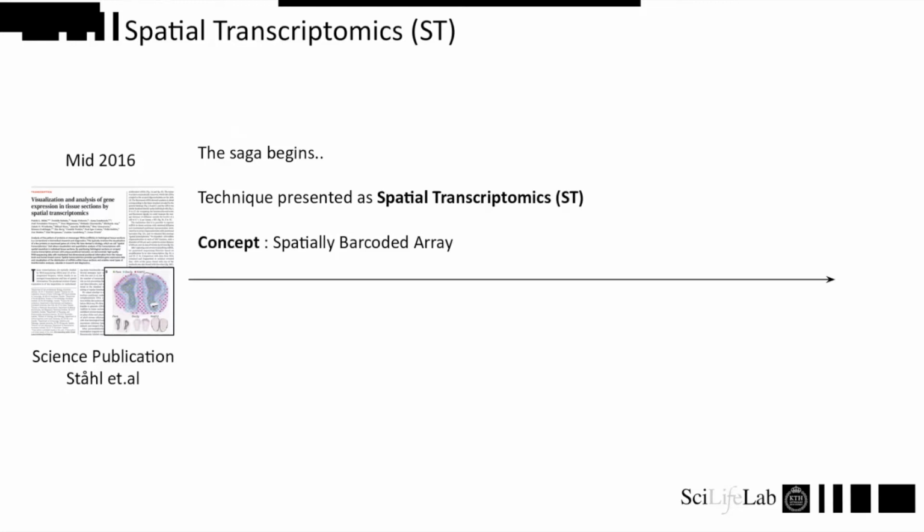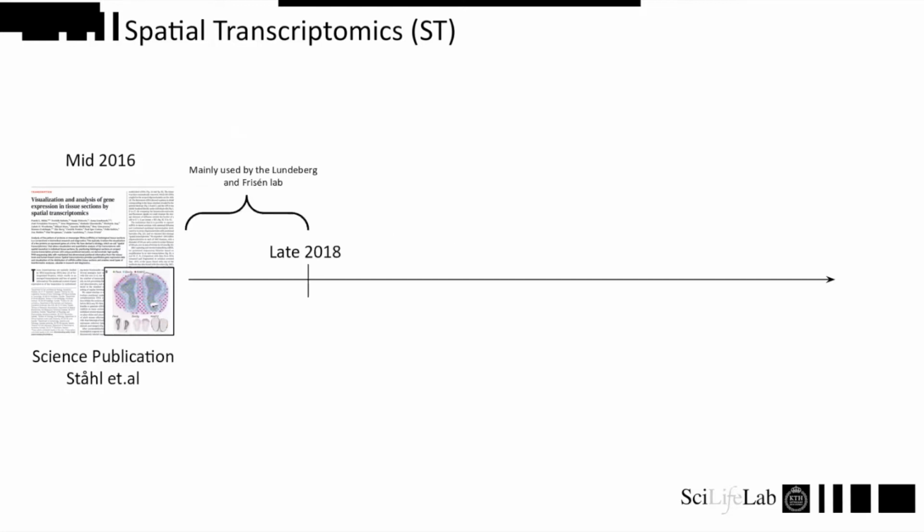When they ask which sort of spatial transcriptomics method you do, and you say, I do spatial transcriptomics, and you have a discussion back and forth. But the concept here was to use spatially barcoded arrays to capture mRNA. Some other groups used the technique as well, but between mid-2016 and late 2018, it was mainly used by the Lundeberg and Frisén labs, and some other people, but the heavy users were definitely here at SciLifeLab.